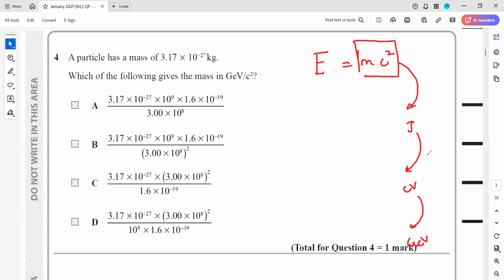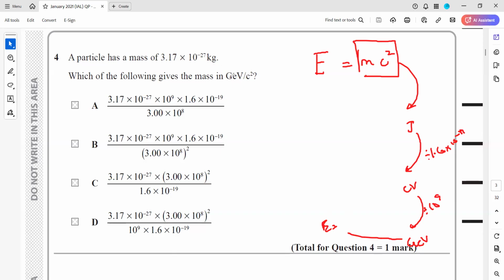So joules to electron volt will be divided by 1.6 into 10 to the power minus 19. Electron volt into giga electron volt, we divide by 1 billion, 10 to the power 9. That will convert into giga electron volt, and we'll get our final answer in giga electron volt.